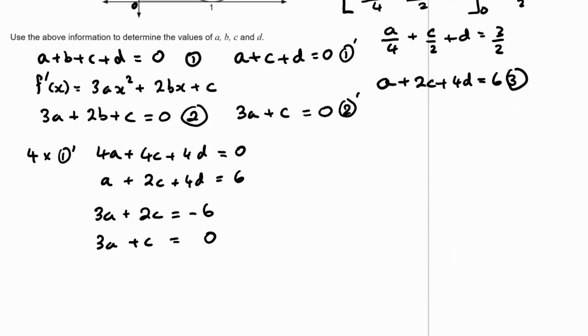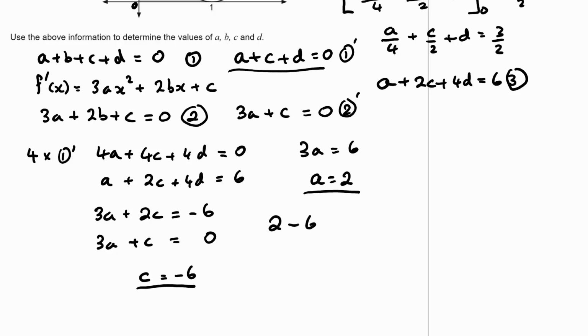So if we subtract there, that gives me that c is equal to -6. Well, if c is -6, 2 dashed gives us that 3a equals 6, and therefore a is equal to 2. And so finally we could go into, say, 1 dashed, and we get 2 take away 6 plus d is equal to 0, which would give me that d is equal to 4.